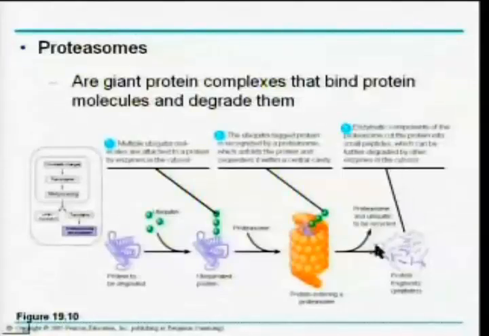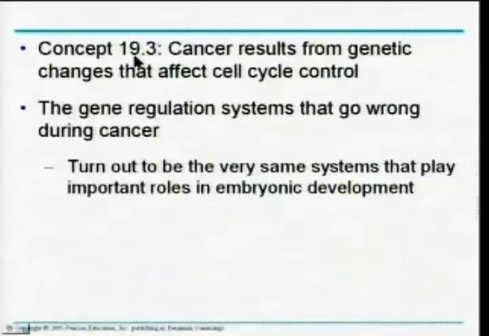The proteasome and ubiquitin will be recycled, and the protein fragments, the peptides, will be present for further degradation and recycling for the amino acids that are still good. Some might be damaged and will have to be destroyed completely. Enzymatic components of the proteasome cut the protein into small peptides, which can be further degraded by other enzymes in the cytosol. So this is a process that can be regulated. How rapidly do you remove proteins from the active pool?